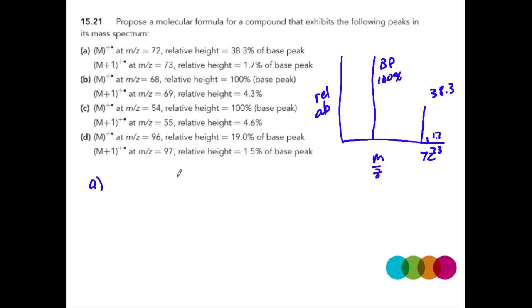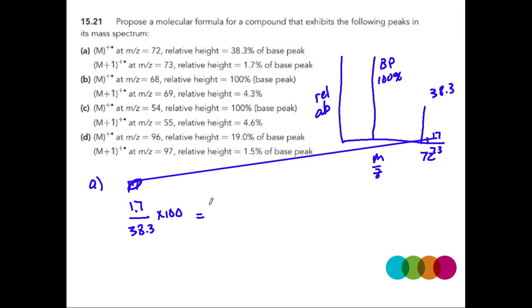So how do I find my molecular formula? Well, what I do is divide 1.7 by 38.3 times 100, and that's going to give me 4.4. That gives me the height of the M+1 peak relative to the molecular ion peak. Then to find the number of carbon atoms, I divide that by 1.1, because I have 1.1 percent for every carbon atom. And so that's going to give me 4. So my molecular formula is C4 something.